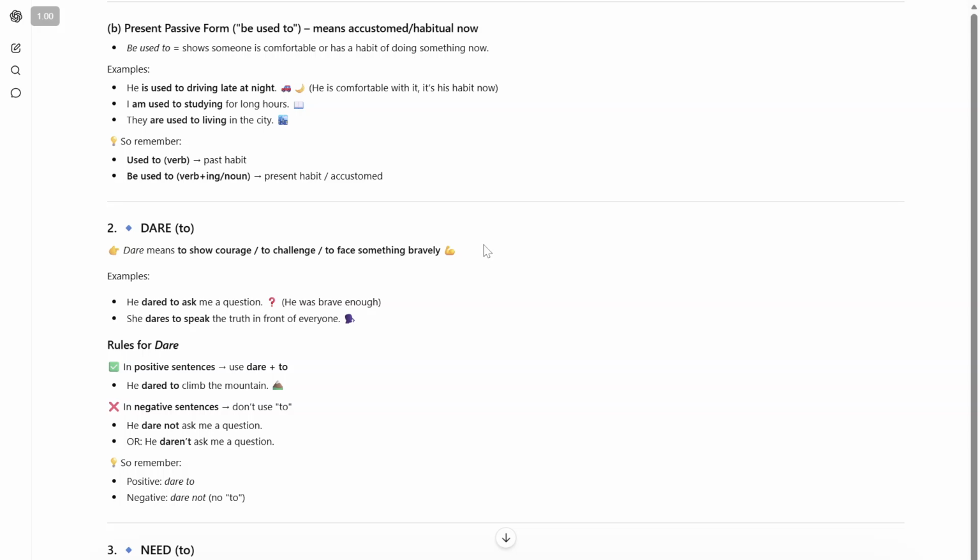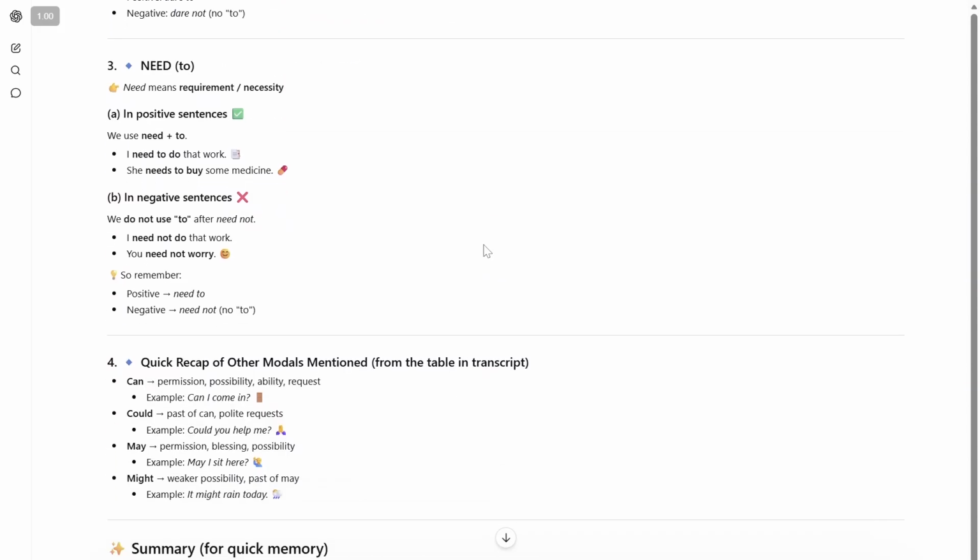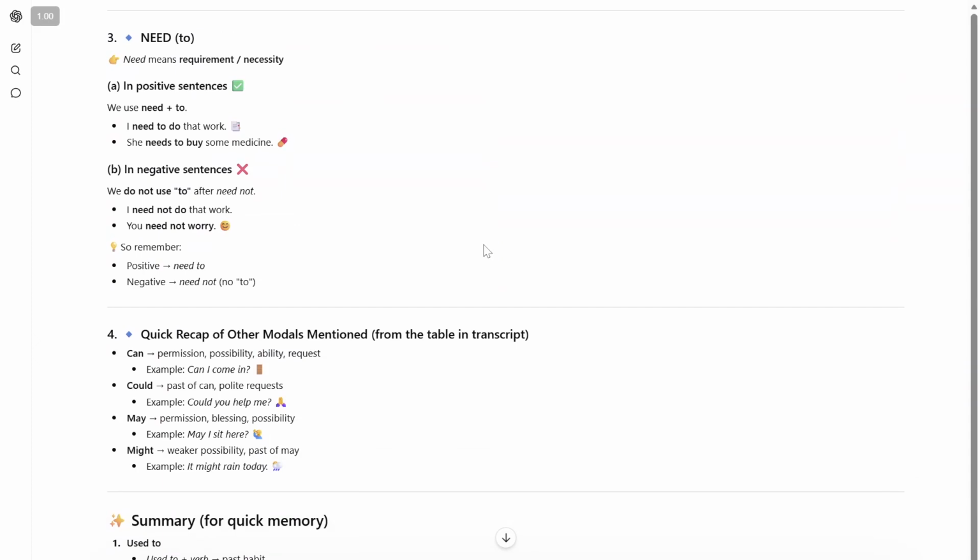3. Need means requirement, necessity. A. In positive sentences, we use need plus to. I need to do that work. She needs to buy some medicine. B. In negative sentences, we do not use to after need not. I need not do that work. You need not worry. So remember, positive, need to. Negative, need not, no to.